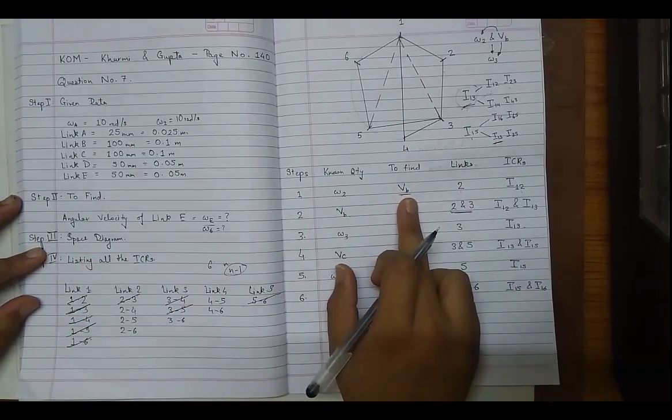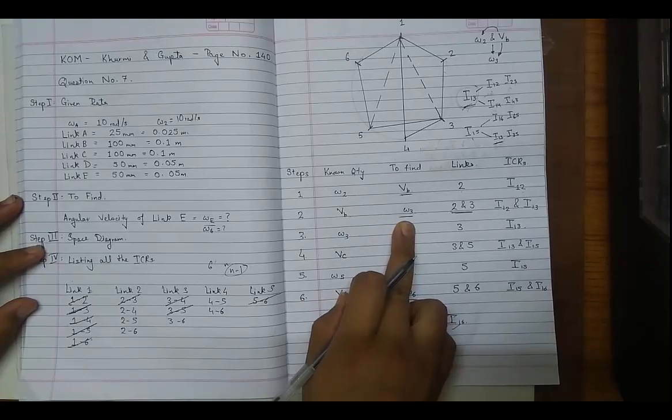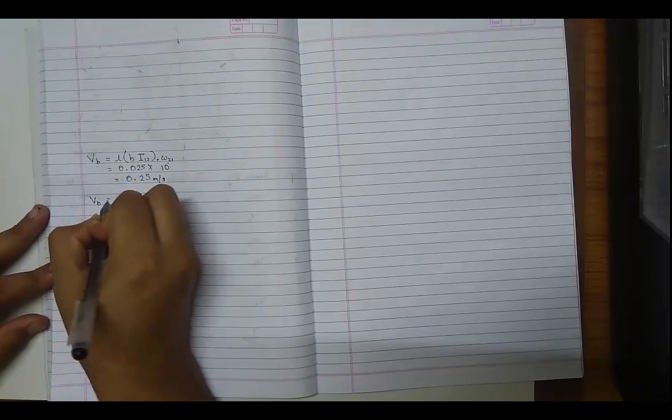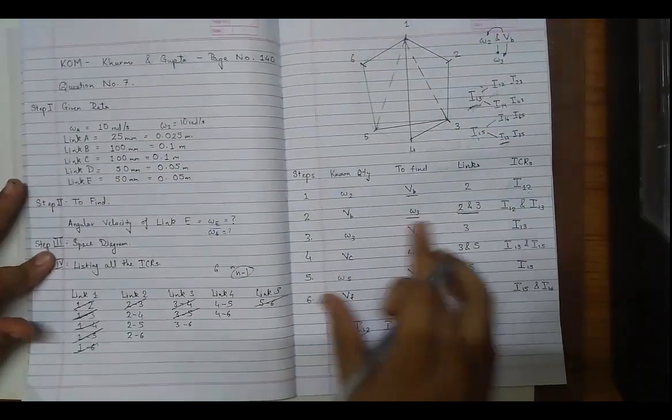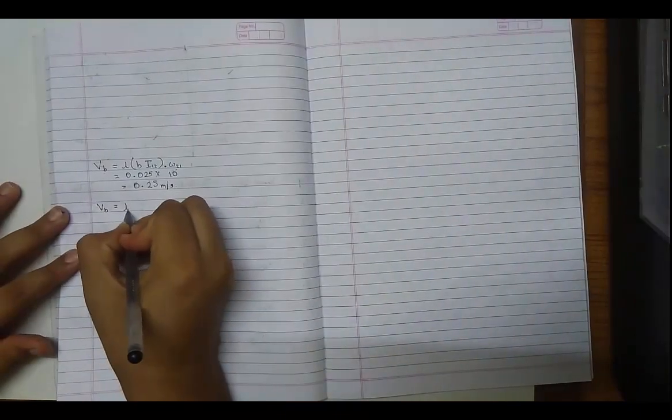Okay, so we found out velocity of B. Now using velocity of B, we have to find angular velocity of 3. So what did I teach you in the last class? For angular velocity, what do we require? Links 2 and 3. How should that formula be?